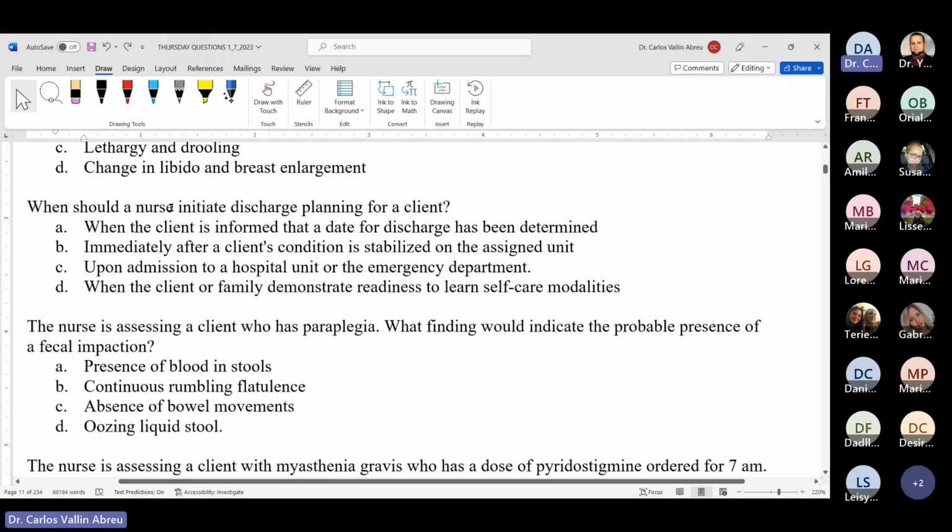When should a nurse initiate discharge planning? This is the question that, if you don't know this, you never went to the fundamentals class. When should a nurse initiate discharge planning for a client? Read the answers, because you should answer that: upon admission. Upon admission, upon admission, you know? It's a classical question in nursing.